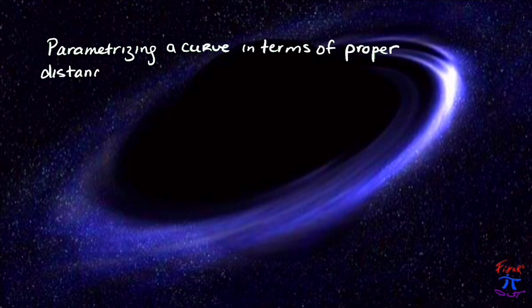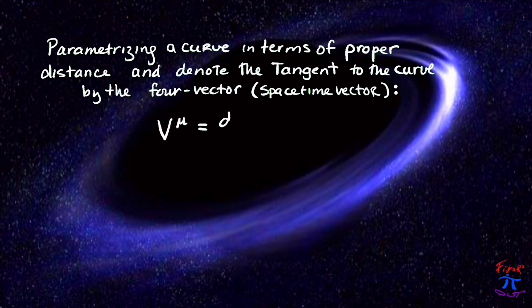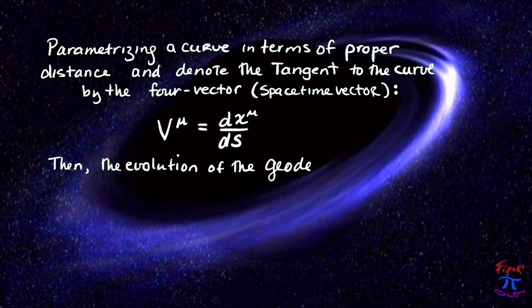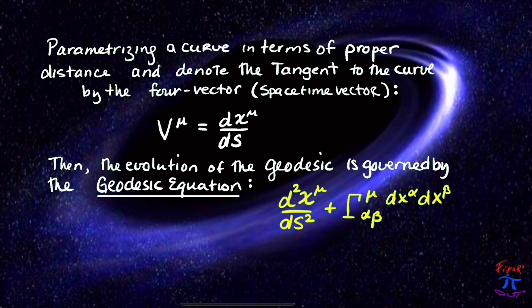Now, parametrizing a curve in terms of the proper distance and denoting the tangent to the curve by a 4-vector, the spacetime vector given here by v mu, which is dx mu over ds, then the evolution of the geodesic is governed by what's known as the geodesic equation, which is given here, a second-order equation. Note that this equation also involves the Christoffel symbols, the affine connection.